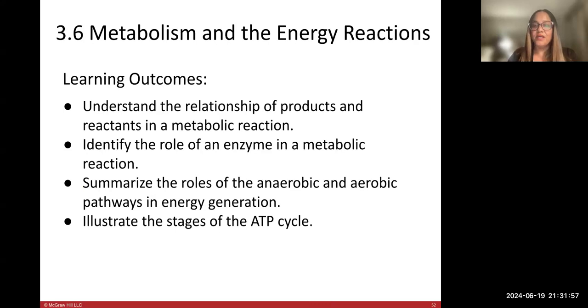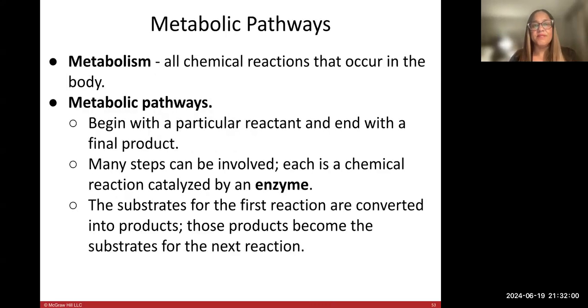Metabolism and the energy reaction. Metabolism is all chemical reactions that occur in the body. These occur via various pathways. They begin with a particular reactant and end with a final product. Many steps can be involved. Each is a chemical reaction catalyzed by an enzyme.